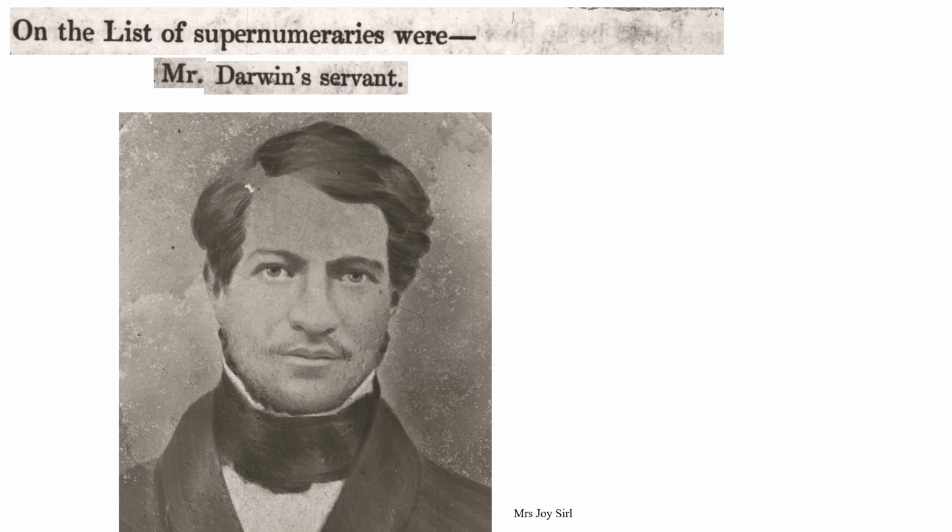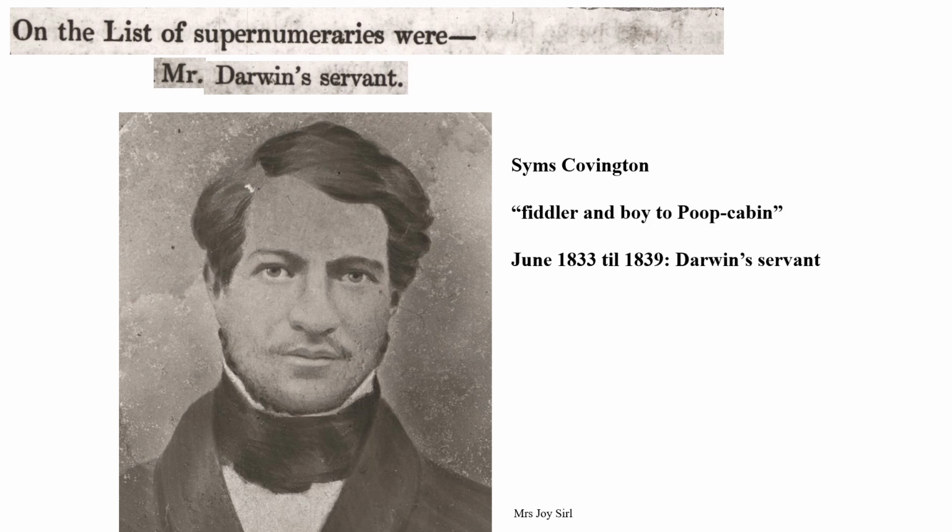On the list of supernumeraries was also a man described here, in Fitzroy's account, that is, at the end of the voyage, as Mr. Darwin's servant. As Darwin records in his diary of the Beagle voyage, Syms Covington was appointed initially as fiddler and boy to poop cabin, that is, an entertainer and servant to everyone in the poop cabin. In the middle of 1833, Covington was appointed by Fitzroy as Darwin's servant, enabling Darwin to say in a letter to his sister Catherine that, quote, "I shall now make a fine collection in birds and quadrupeds, which before took up far too much time." Unquote.